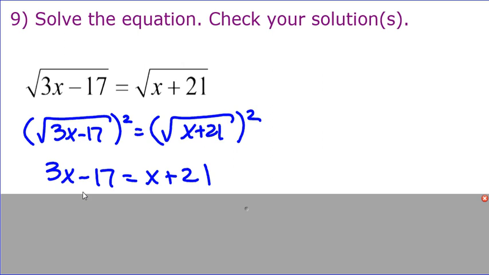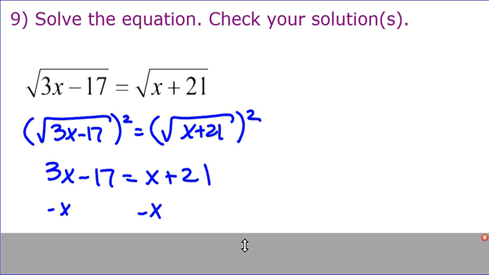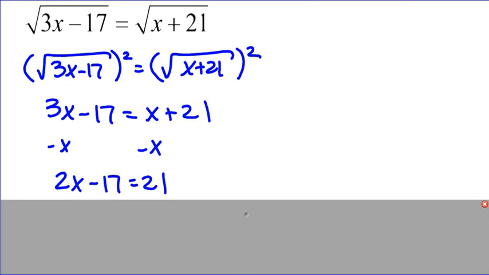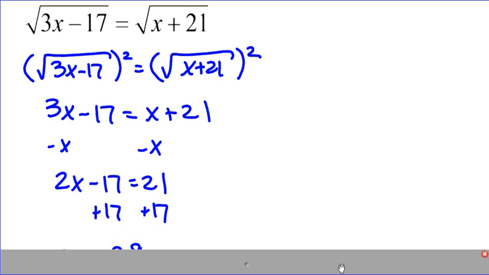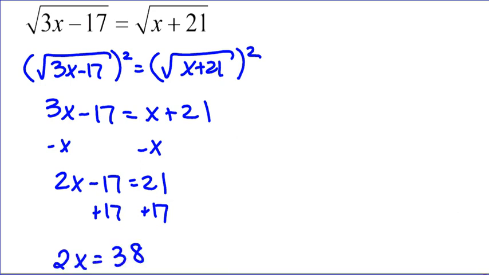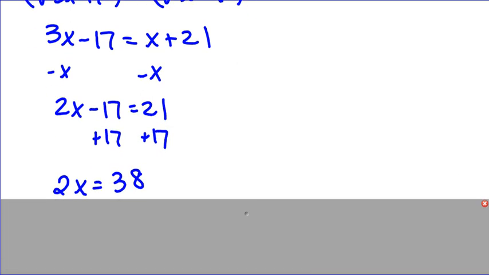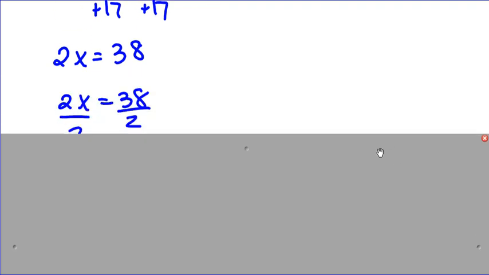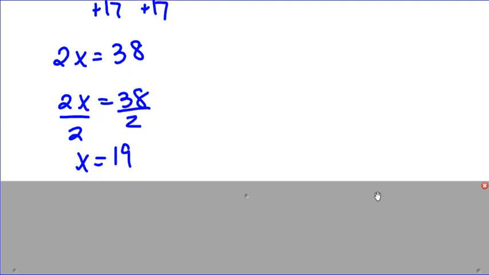And so now we have the equation 3x minus 17 is equal to x plus 21. We're going to undo this linear equation like we've done for all the other ones. So we've got some like terms to combine. So we could subtract x from each side. Then I could add 17 to each side. And last but not least, to undo the multiplication, we could divide by 2 on each side of the equation. So it looks like x is 19.